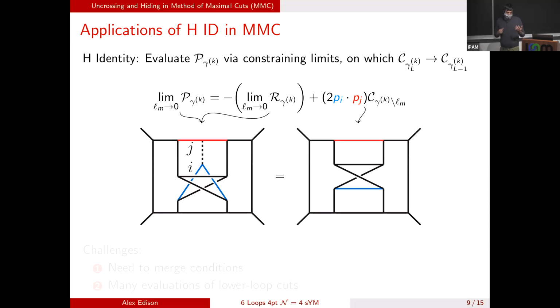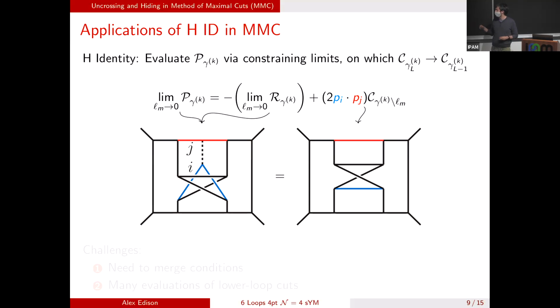So the H identity is a little bit more computationally intensive, but it avoids some of these pitfalls. The idea here is that the H identity doesn't let us directly evaluate C, but it lets us evaluate P on a bunch of constraining limits. On the limits where we take one of the cut legs to have 0 momentum flow, we end up projecting down onto a lower loop cut. Since we approach these problems loop by loop anyway, we can evaluate various limits of these polynomial factors, of these local contributions, in terms of lower loop data.